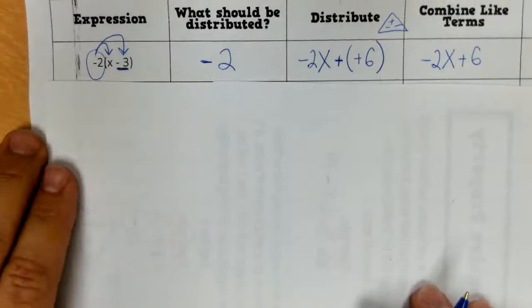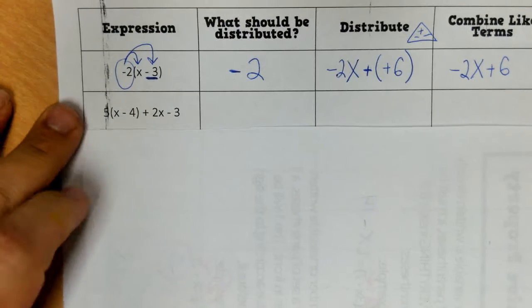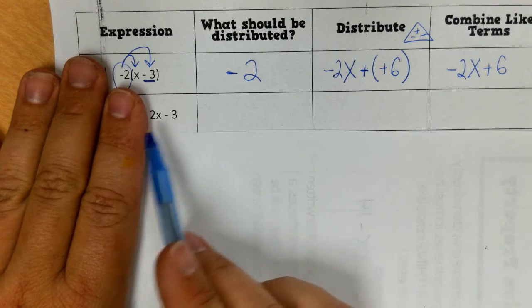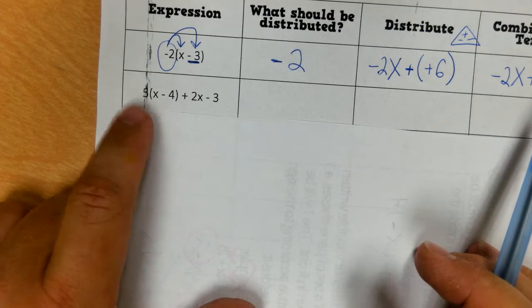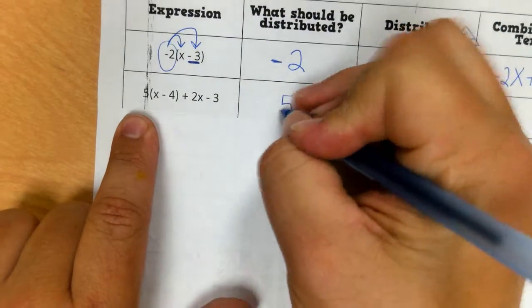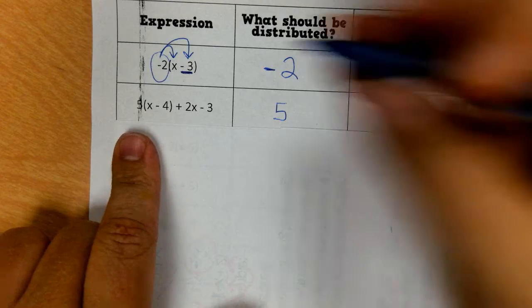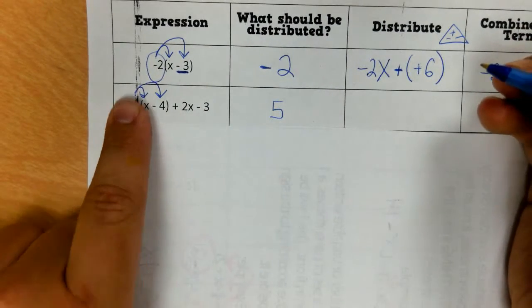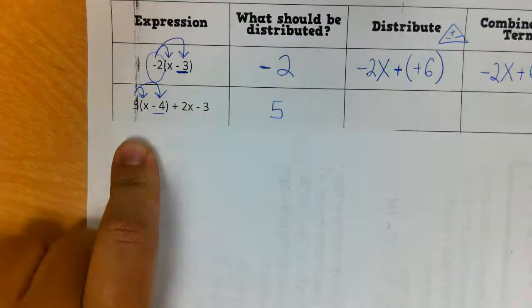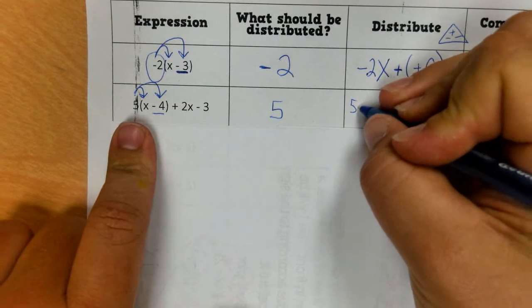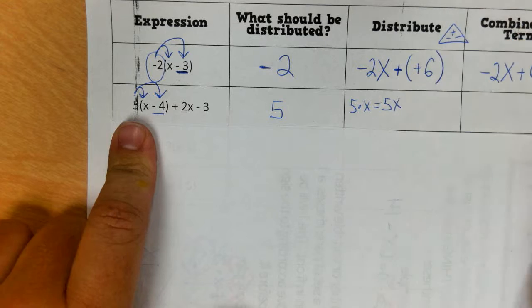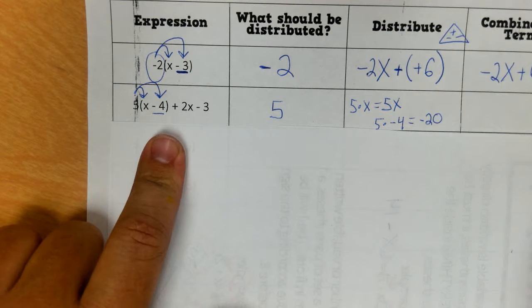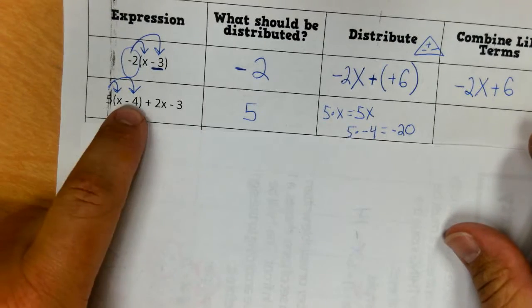Okay, let's try another one. What should be distributed? None of this is in parentheses, so none of that. Whatever's right in front of that bubble, in this case 5, that's what's being distributed. So now let's distribute 5 times x and 5 times negative 4. Don't forget the negative 4. What's 5 times x? 5x. 5 times negative 4 equals negative 20. A positive and a negative make a negative.